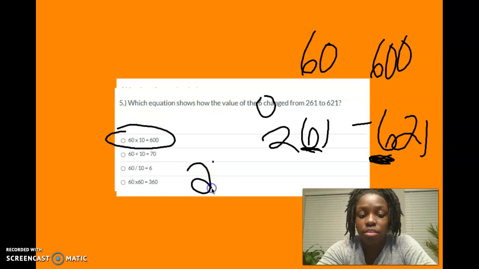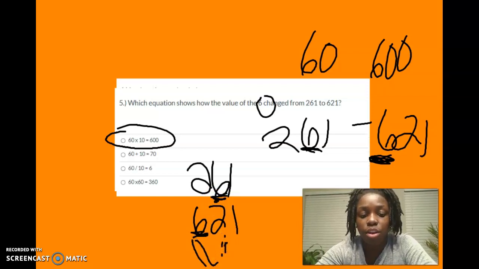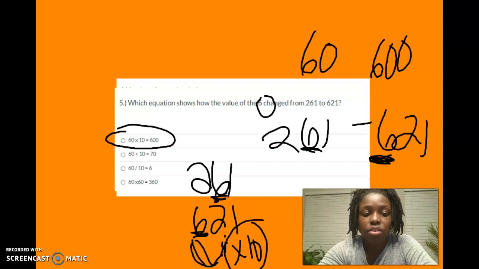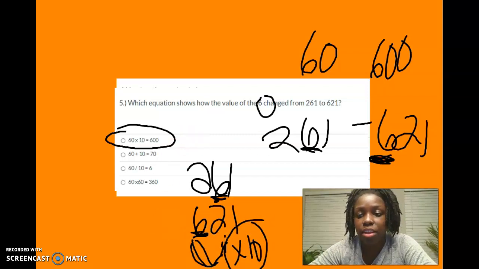Another way you can solve this is, remember to just line up your numbers and figure out, we're dealing with the 6's here, right? So how many loops does it take to get from the 10s to the hundreds? 1 loop. So we know it's times 10. So we know my answer is A, 60 times 10.